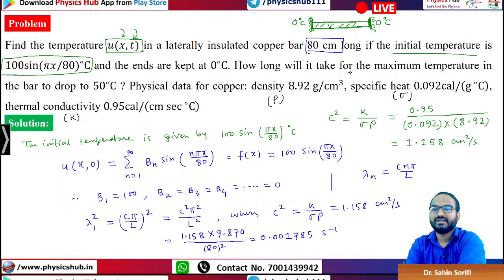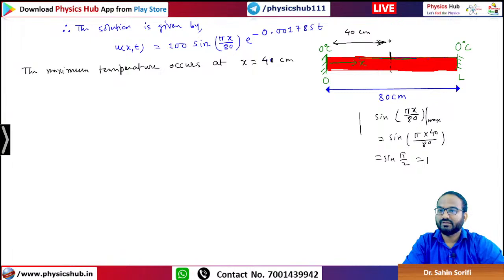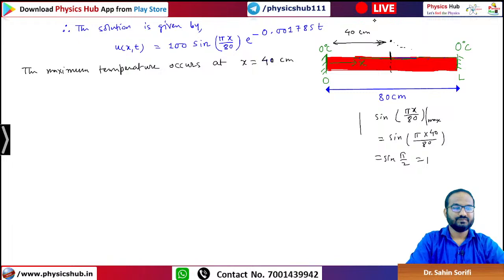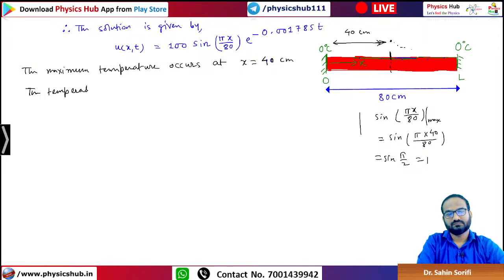Now look at the question. How long will it take for the maximum temperature in the bar to drop 50 degrees centigrade? Means the temperature of the midpoint to fall down to 50 degrees. And you see the temperature is falling down exponentially. So the temperature at this point will decay exponentially.